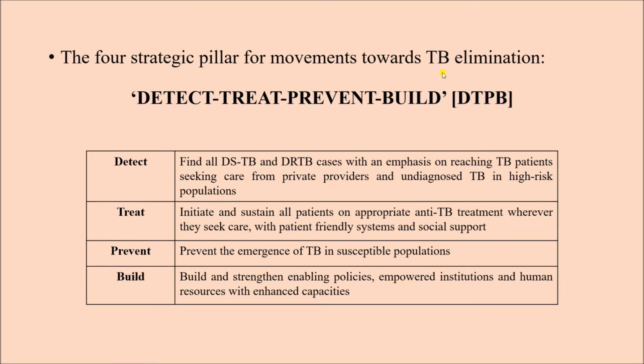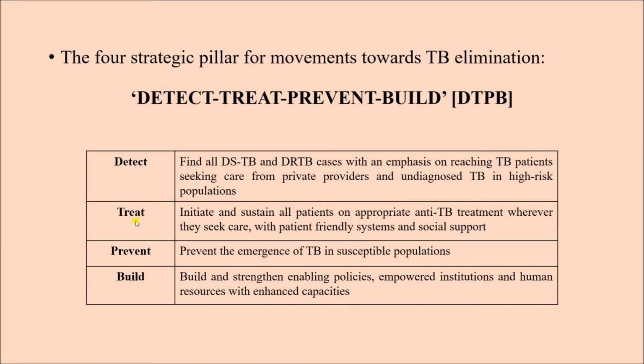The 4 strategic pillars for movement towards TB elimination are DTPB, that is detect, treat, prevent, build. So what do we do for detection? Find all drug sensitive and drug resistant tuberculosis cases with an emphasis on reaching TB patients seeking care from private providers and undiagnosed TB in high risk population.